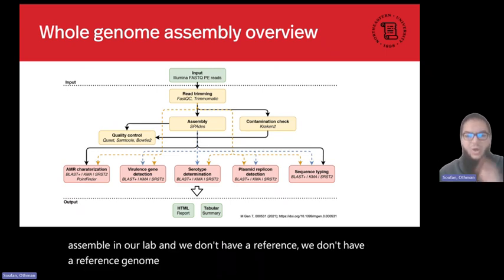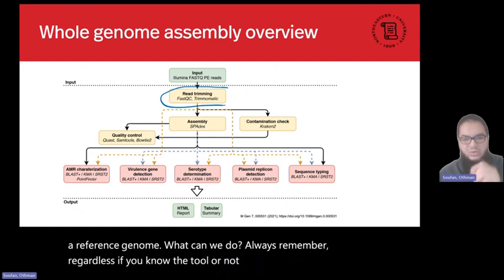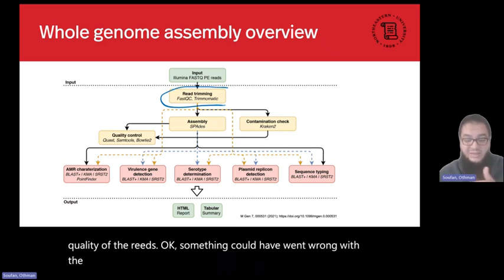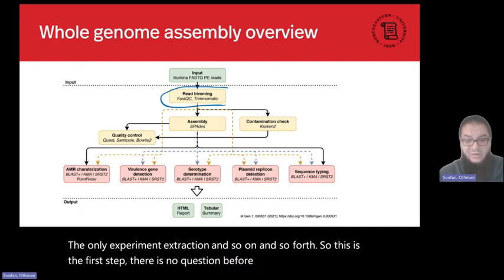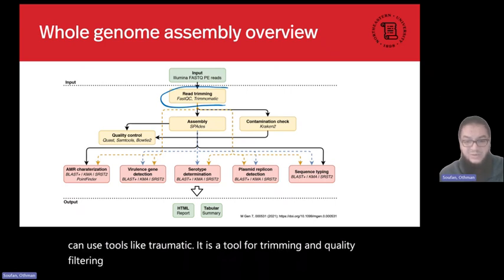What can we do? Always remember, regardless of whether you know the tool or not, we have to look into the quality of the reads. Something could have gone wrong with the library preparation, the whole experiment, extraction, and so on and so forth. So this is the first step. There is no question before we go any farther. So we can use tools like Trimmomatic. It is a tool for trimming and quality filtering, for example, Illumina sequence data.